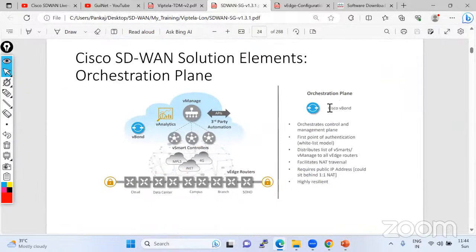The first is the vBond. Likewise, I explained that vBond is known as the orchestration plane, control plane, or management plane, also known as the validator. So the first thing, if you want to validate anything, vBond is going to validate that. That's why it becomes the orchestration plane. The first point is the authentication whitelisting model.